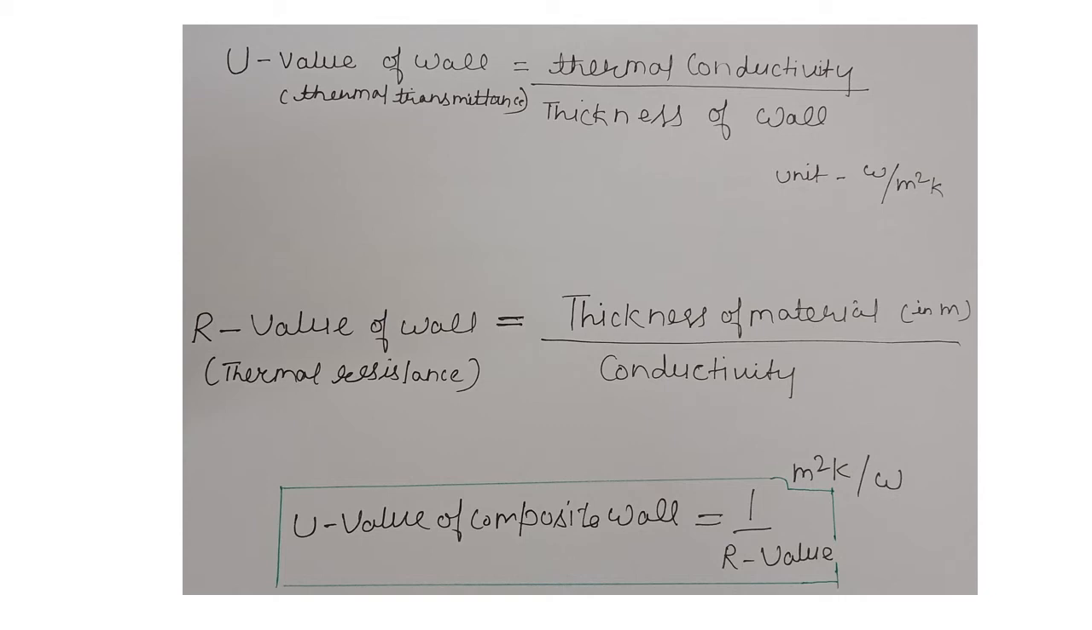And again, the R value of a wall is equal to thickness of material divided by conductivity. So R value is inversely related to conductivity, and that's why thickness of material is divided by conductivity. If conductivity is less, then the R value of the wall will be maximum, so the resistance of the wall will be maximum. And the U value of a composite wall is 1 by R value, and the unit of R is square meter Kelvin per watt.